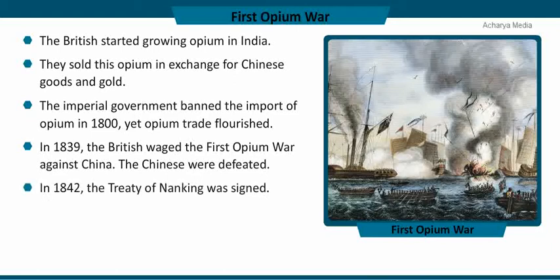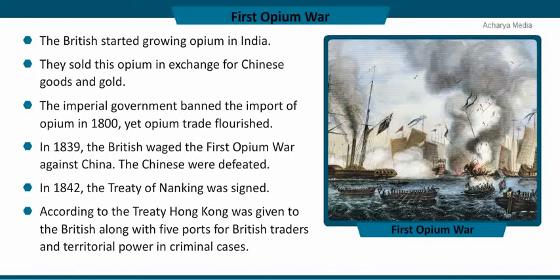In 1842, the Treaty of Nanking was signed after the Chinese were defeated. According to the treaty, the Chinese had to give the island of Hong Kong to England. The British traders were allowed to trade from 5 ports. In criminal cases, extraterritorial jurisdiction was given to the English.